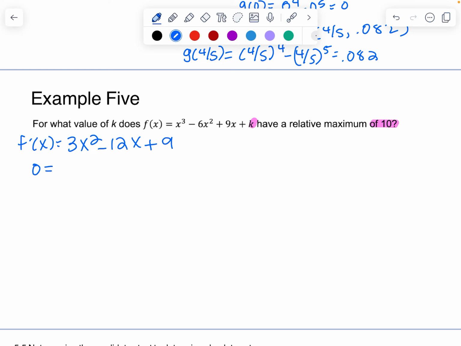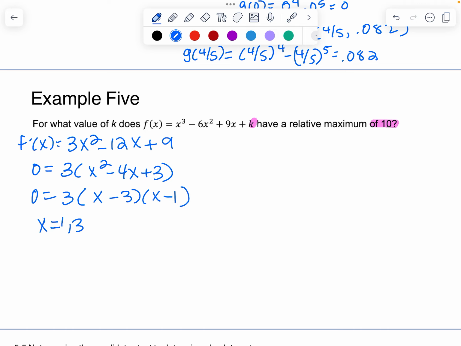So if I look here, I can factor out a 3, and I'll get x minus 3, x minus 1. So my critical points are occurring at 1 and 3. So let's try to figure out where the relative maximums are. I'm going to plug in 0 to this function, I'm going to plug in 2, and I'm going to plug in 3.